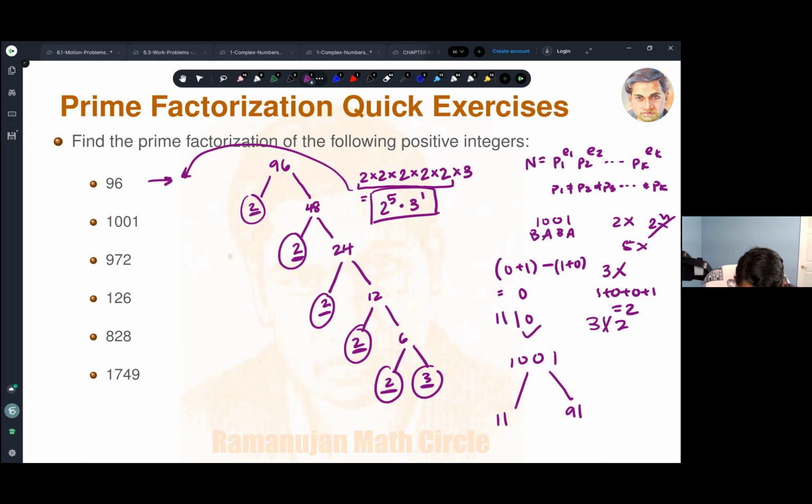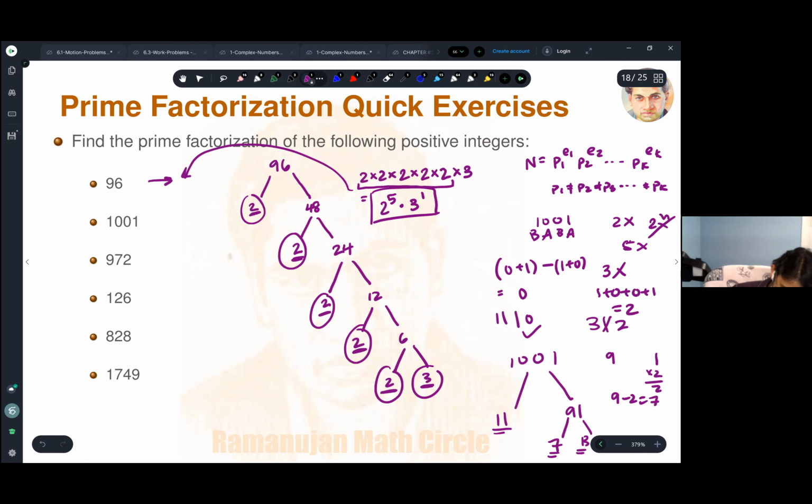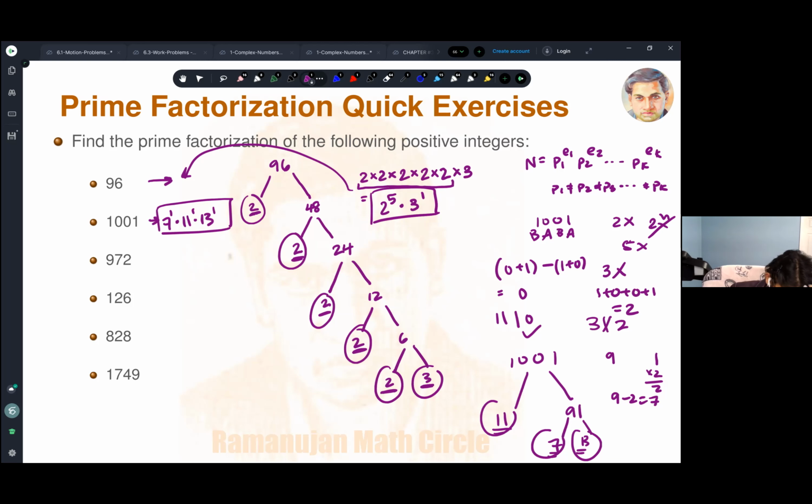So now let's go about doing 91. We already tried 11. I'm going to try out 7 and see if we can use our rule. So 9, and then you cut off the 1. 1 times 2 is 2. 9 minus 2 is 7. 7 is divisible by 7, so this is divisible by 7. So this is prime, and the other side is 13. We circle this, and we get that this is equal to 7 times 11 times 13, all to the power 1. That's the way you would write your prime factorization. Remember to have the exponents there in your prime factorization, because that's how you uniquely write it.